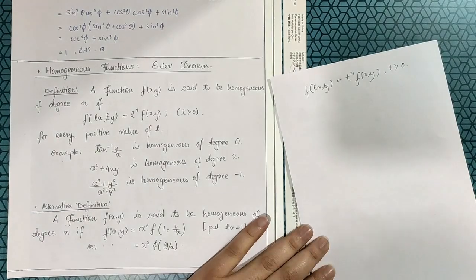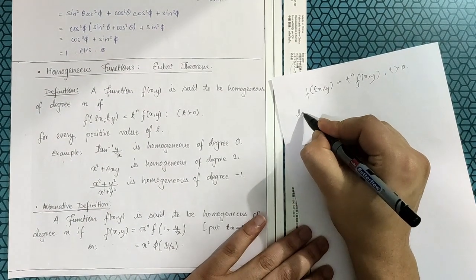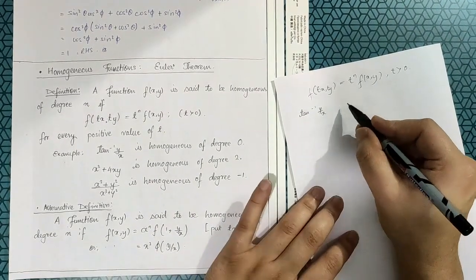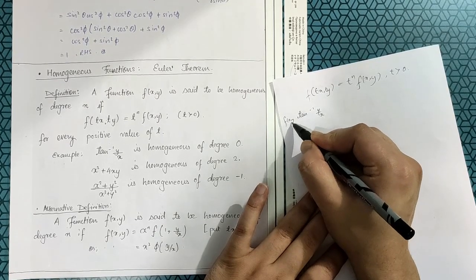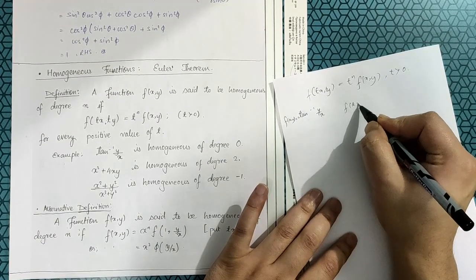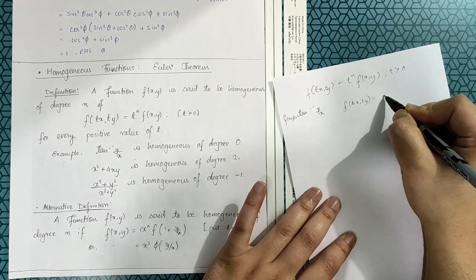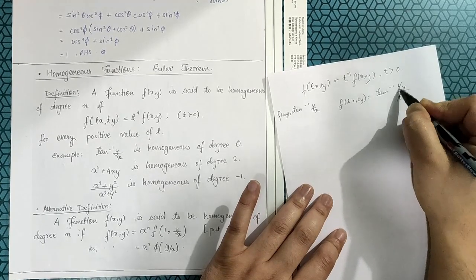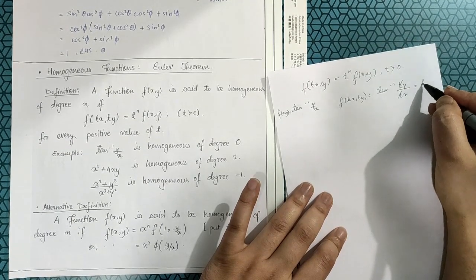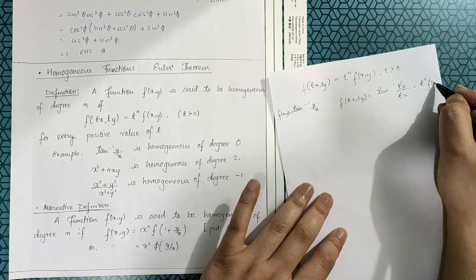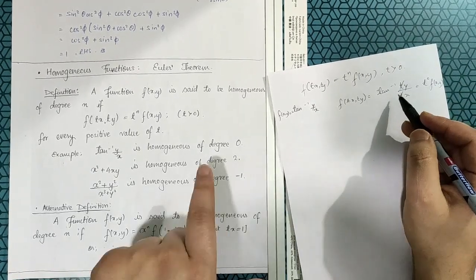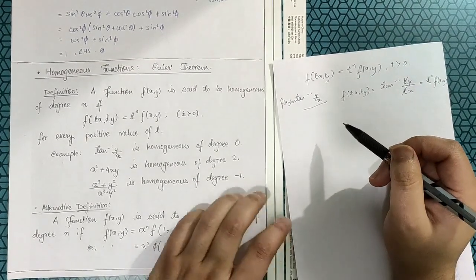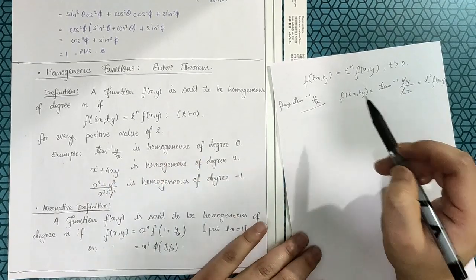So let us understand the definition with an example. For example, tan inverse y by x. So here we see, if this is f of x y, then f of tx ty is equal to tan inverse ty by tx, which is equal to t to the power of 0 f of x y. So this is a homogeneous function of degree 0.